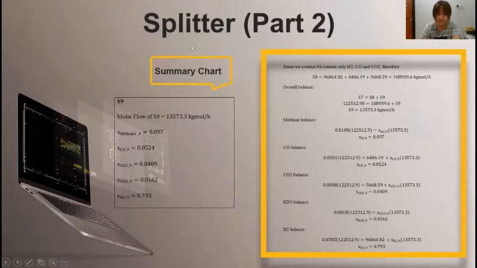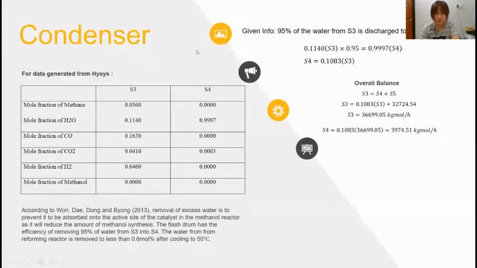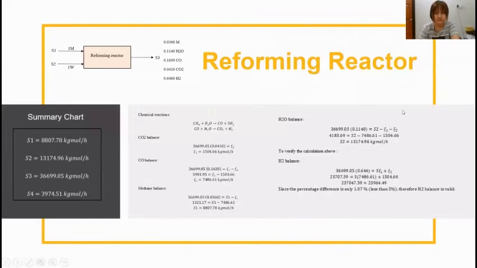In the splitter, we can get the molar flow rate of the stream with all the mole fractions of each component from the calculation, and proceed with the material balance to the condenser. So we can get the mole fractions and the molar flow rate of the stream. After that, in the reforming reactor, by performing all the material balance calculations, we can get the molar flow rates of stream 1 to stream 4.